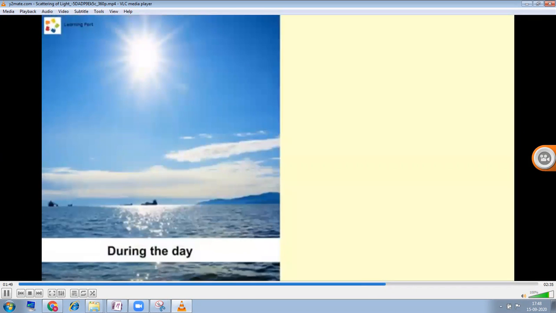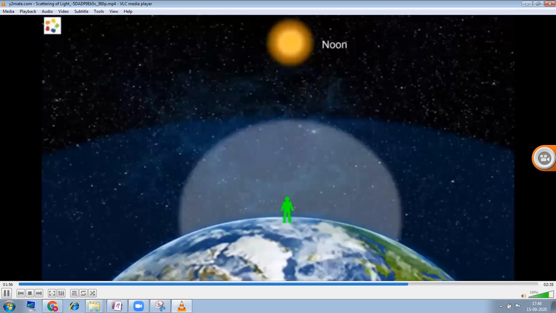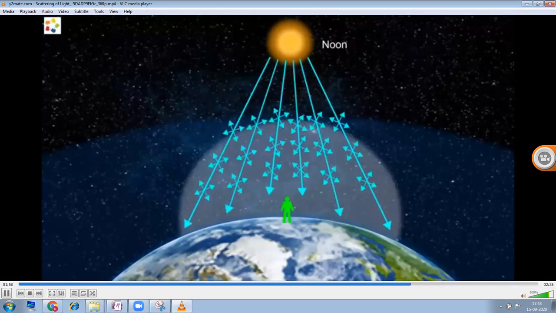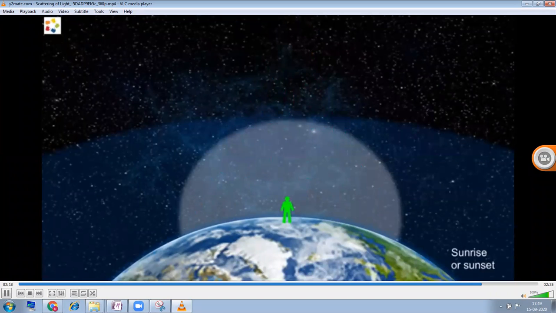The occurrence of blue sky during the day and red sky during sunset is due to the scattering of light. During daytime, blue light scatters more than red light in the atmosphere, and due to the shorter distance traveled, it is able to reach our eyes before being completely scattered away. As a result, we can see blue light coming from all parts of the sky, causing it to appear blue.